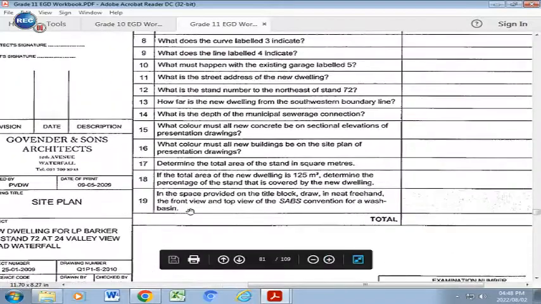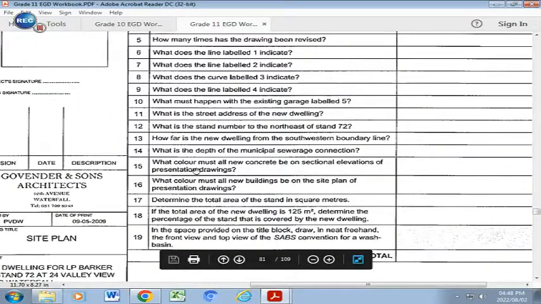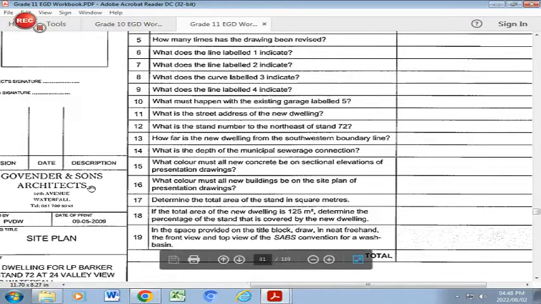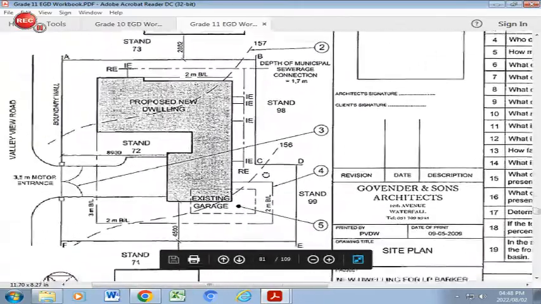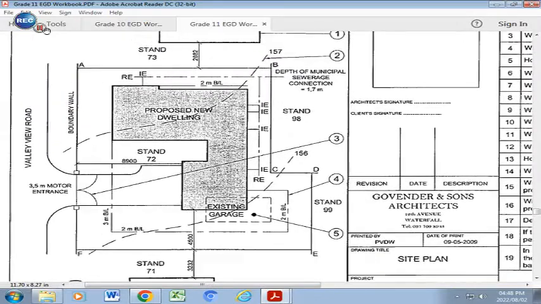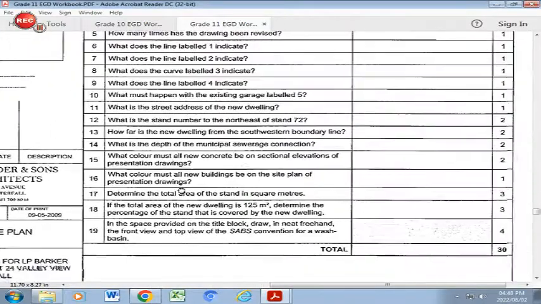Let's go to our next question, question number 14. What is the depth of the municipal sewer connection? So if we go to the municipal sewer connection on your drawing, which you are going to find right here, the depth of the municipal sewer connection equals 1.7 meters. And you will write in your 1.7 meters in here.